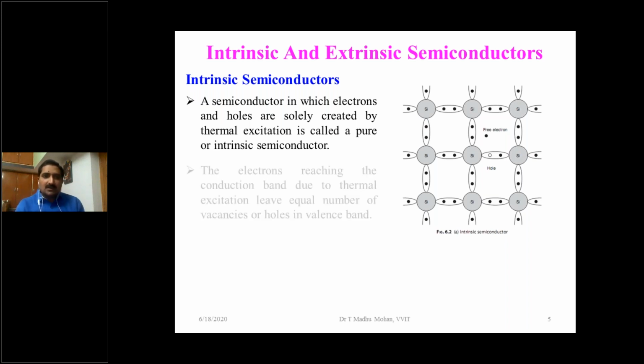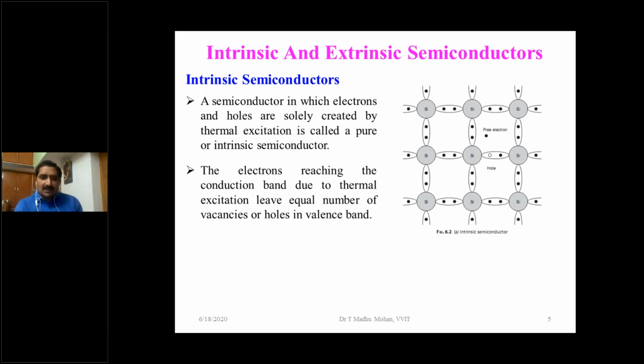In intrinsic semiconductor, the electrons reaching the conduction band due to thermal excitation leave an equal number of vacancies or holes in the valency band. That means when we are giving a small amount of energy to the silicon, the bond breaks. So due to the breaking, the electron becomes free. That is called a free electron. This free electron moves from the valency band to the conduction band, leaving an empty site, a hole.